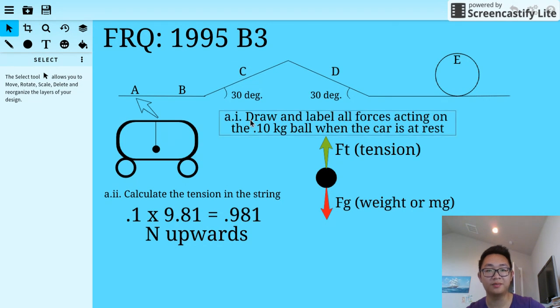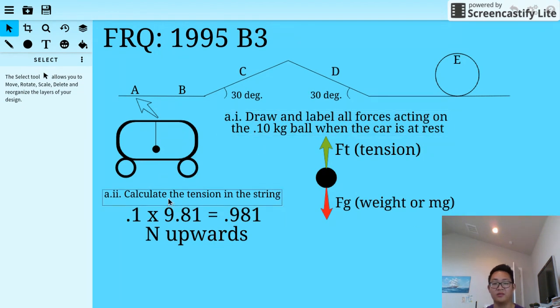So knowing that, first question says to draw and label all forces acting on the ball when the cart is at rest at point A. So at this point, there's only two forces, and that is tension acting upwards and gravity acting down. And both forces are equal since the ball is at rest. That means there's no net force. So the gravity pulls down and the tension pulls up at the exact same magnitude. So these are counteracting each other.